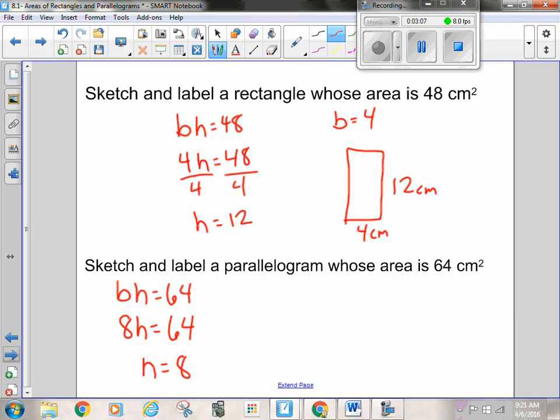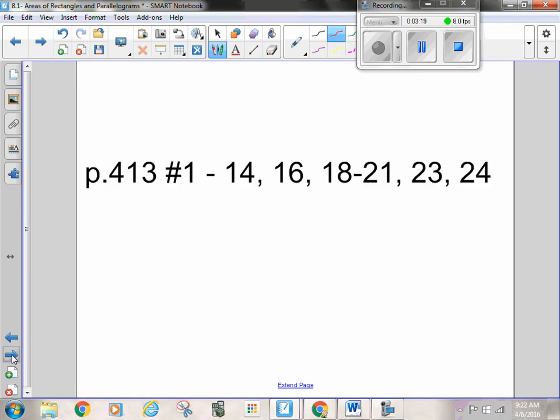So we can do a parallelogram. It has a base of 8. And then you can either draw your height outside or you can draw it inside. Either one is fine. Short and sweet today. There's your assignment.